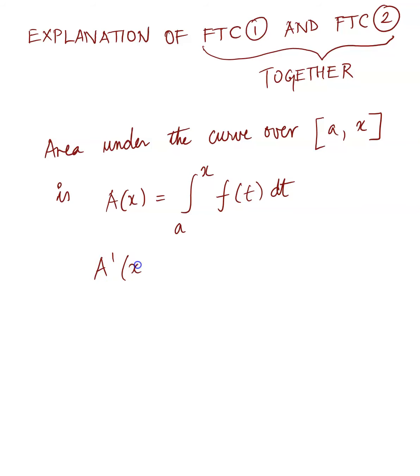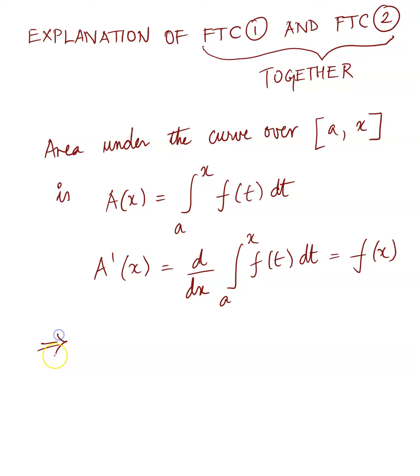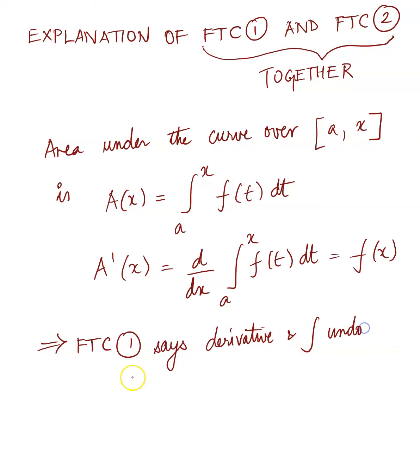That was from FTC1. So it said if you took the derivative of this area, we got back our function f of x. So what you saw as capital F, which is a notation, now we are trying to see it as area, which is more practical, right? So this implies that FTC1 says derivative and integral undo each other. We saw this already.